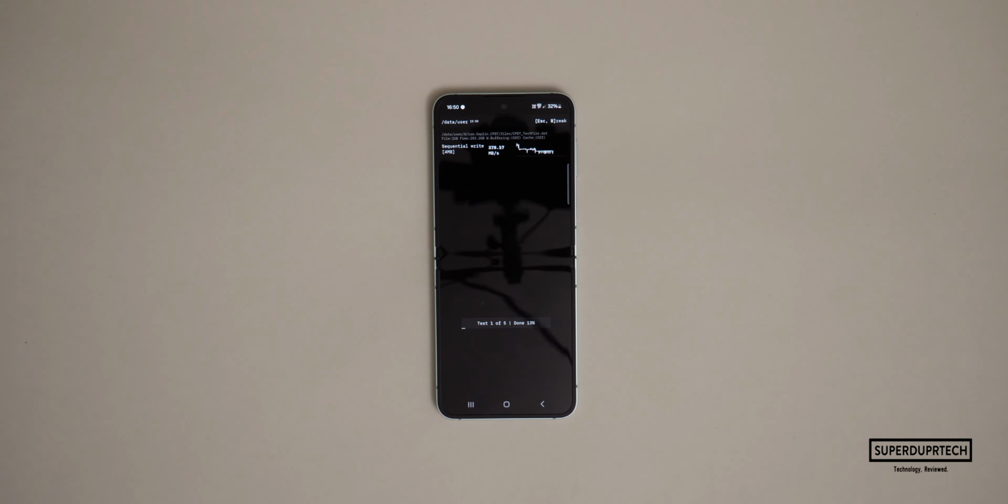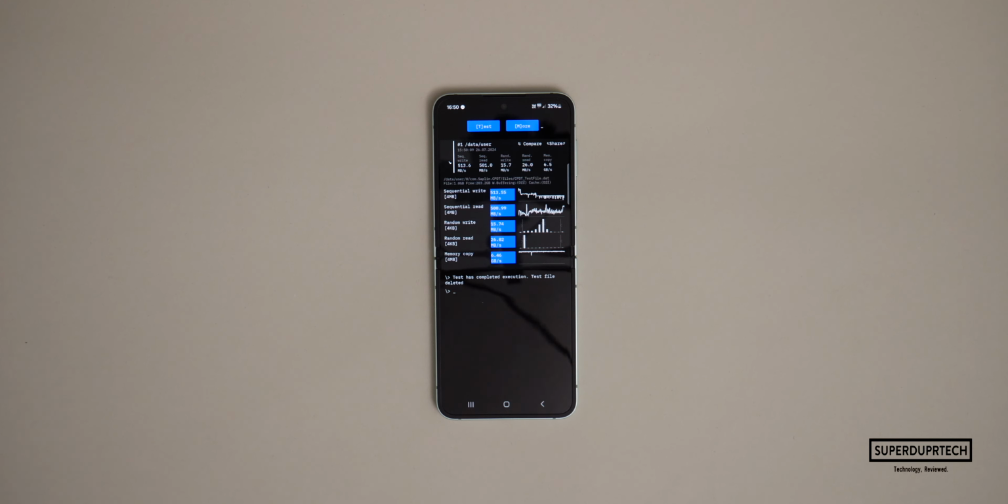Flip 6. So when running this test, I got sequential write speeds of 513.55 megabytes per second, with sequential read speeds of 599 megabytes per second. And when testing the RAM, I got random write speeds of 15.74 megabytes per second, and I also got random read speeds of 26.02 megabytes per second. I also got memory copy speeds of 6.46 gigabytes per second.